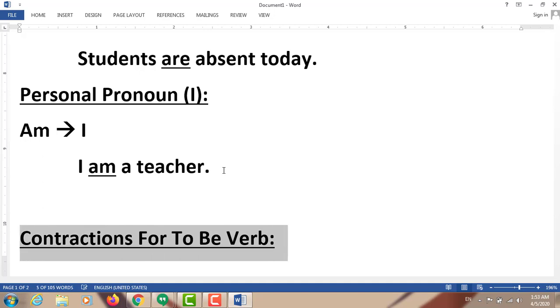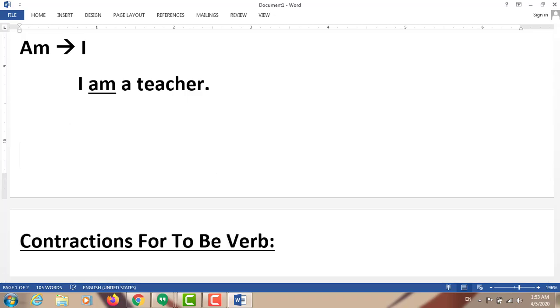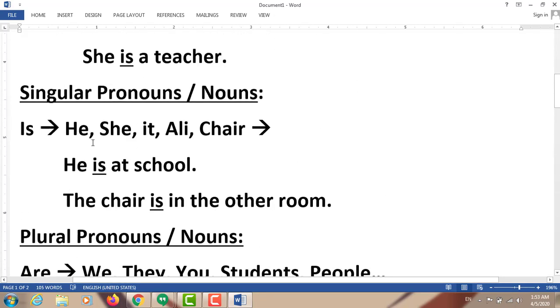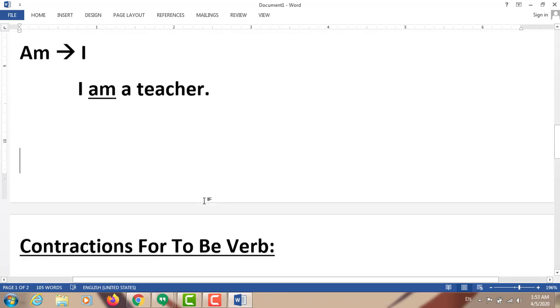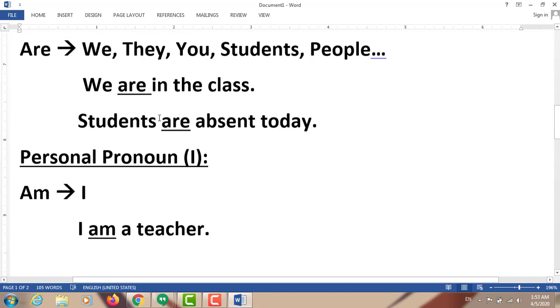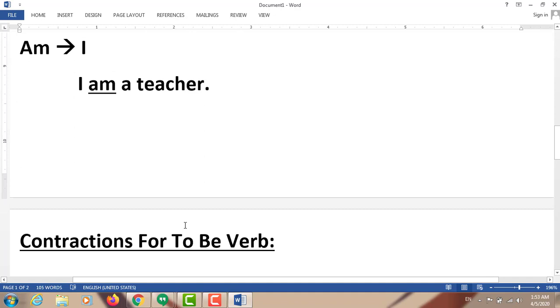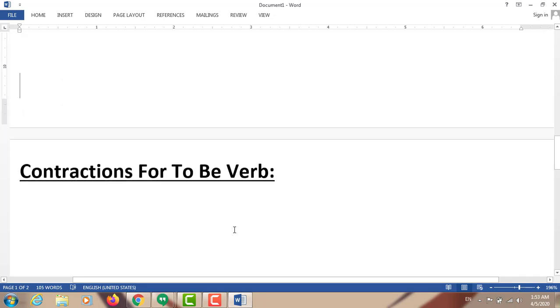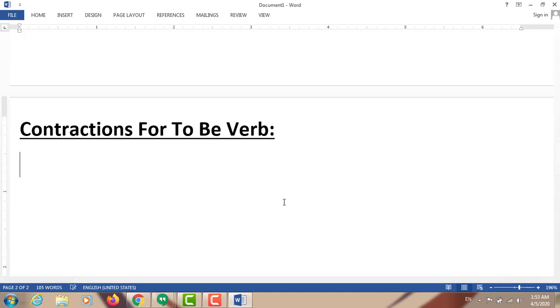Remember, the most used verb in the English language is "to be." Its main usage is for state or being. It's also used as a helping verb for present continuous. Previously I made a mistake: I gave you a sentence in present continuous, "we are studying." It's also used as a helping verb in passive sentences. Okay, there are many other uses for "to be," but today we are studying it in general.